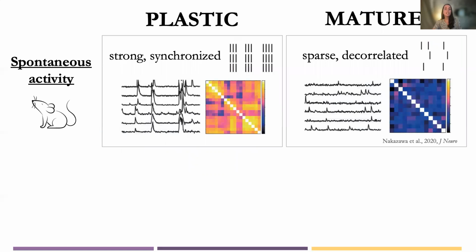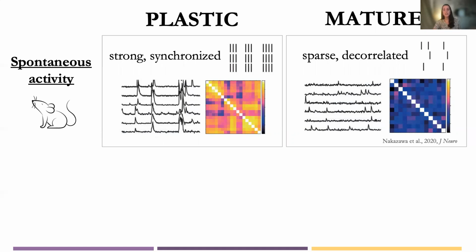Moreover, studies of the developing murine sensory cortex have repeatedly shown that as the cortex transitions from plastic to mature, spontaneous activity evolves from strong and more globally synchronized, as depicted on the left, to sparse and decorrelated, as illustrated on the right. So we aimed to non-invasively study this stereotyped refinement of spontaneous activity using resting state functional MRI.